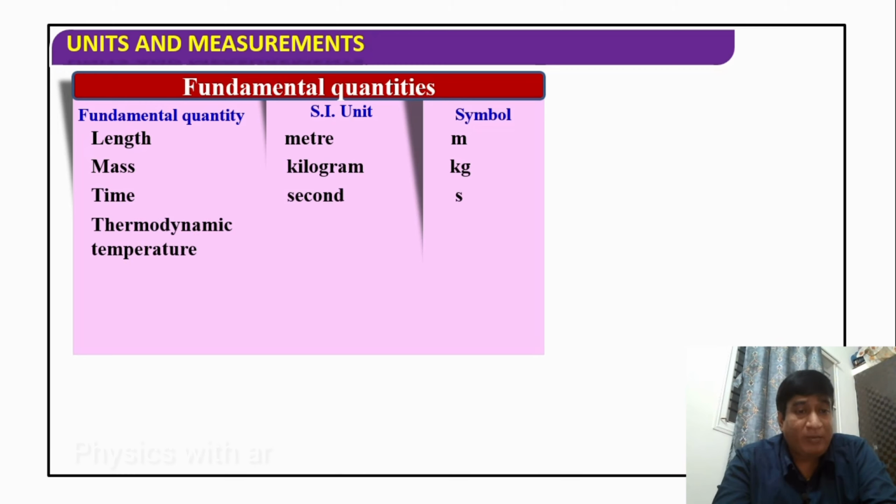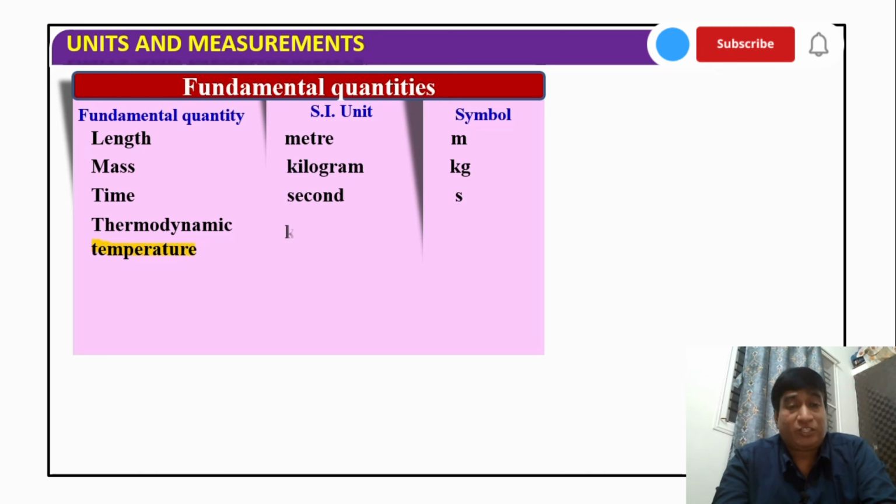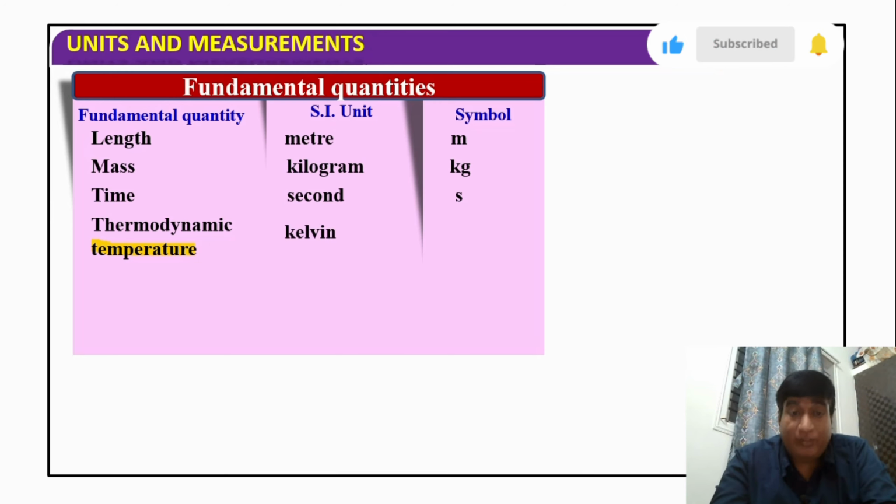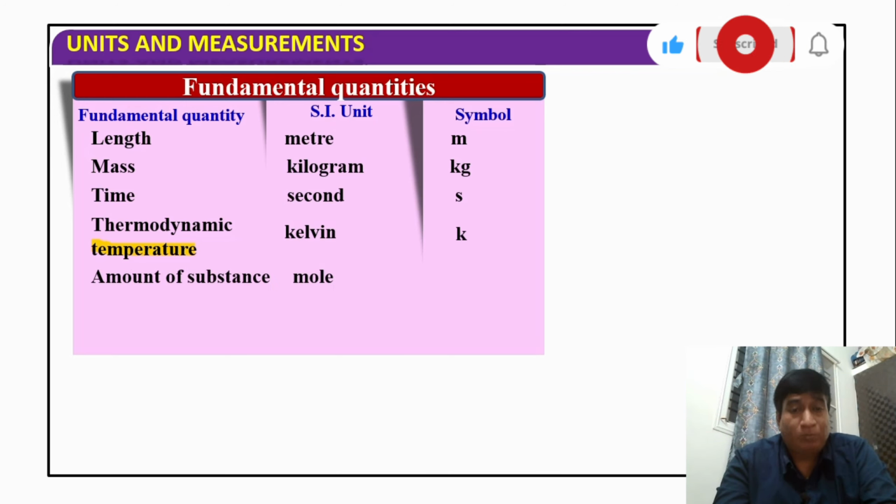Next is thermodynamic temperature, or in simple form, temperature. The SI unit is Kelvin, denoted by K. Keep in mind that temperature can also be measured in degree Celsius and Fahrenheit, but the SI unit of temperature is Kelvin. Then amount of substance, whose SI unit is mole, with the symbol mol.